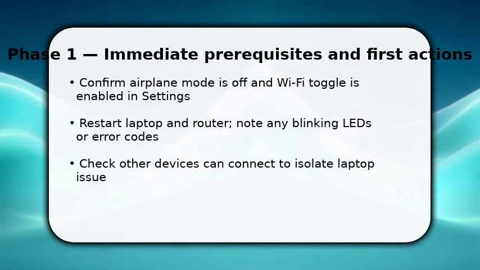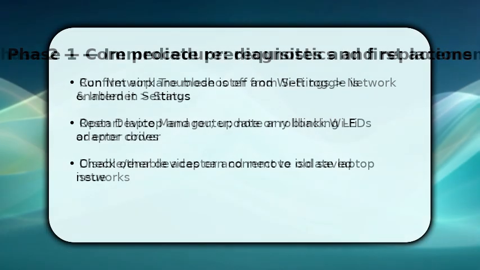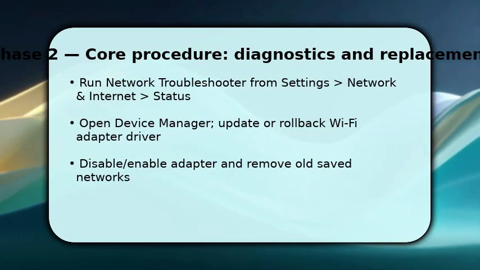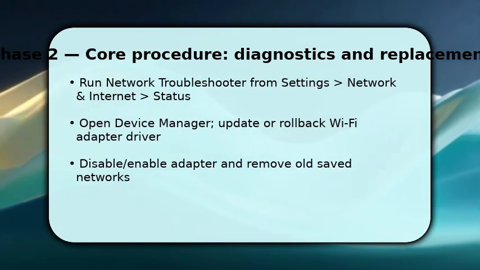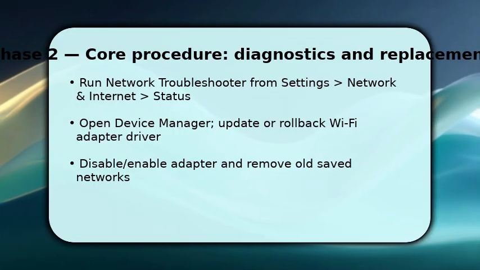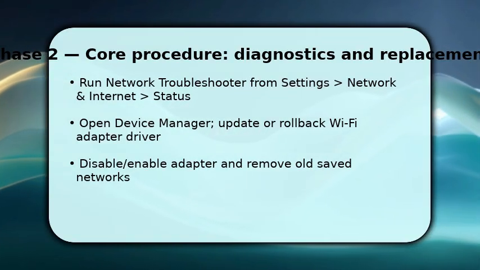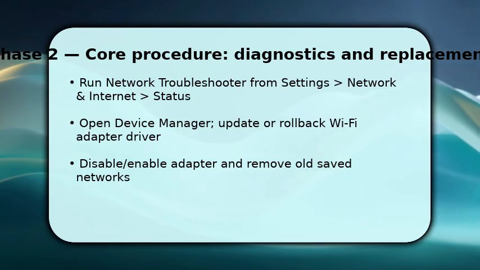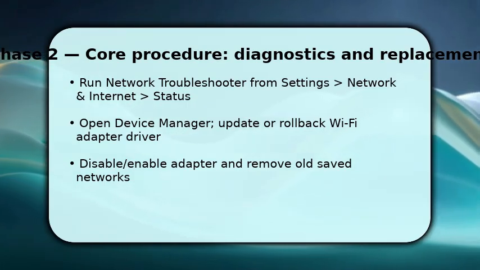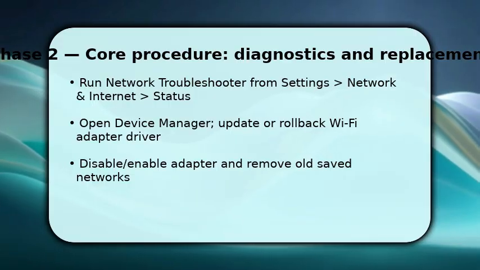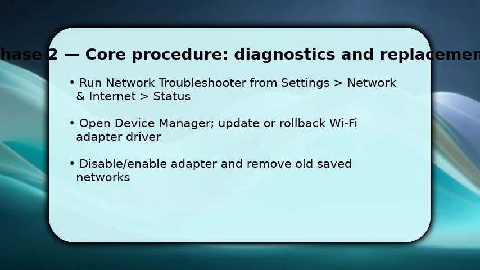Next, run the built-in network troubleshooter in Settings, Network and Internet, Status. It detects common configuration issues automatically. If that doesn't solve it, open Device Manager, find the Wi-Fi adapter, and update the driver or roll back if the problem started after an update. Disable the adapter briefly, then re-enable it to reset the hardware state.